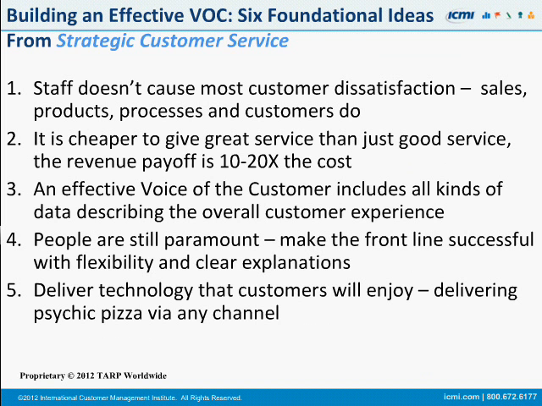You also have to have technology that people will enjoy, and I'm going to be suggesting the concept of delivering psychic pizza, which is I ring your doorbell and say, here is the pizza you were about to order. To the degree that you can anticipate the customer's next need, your technology can deliver that message to the customer before they ever get around to contacting you. You avoid the call and you dazzle their socks off.